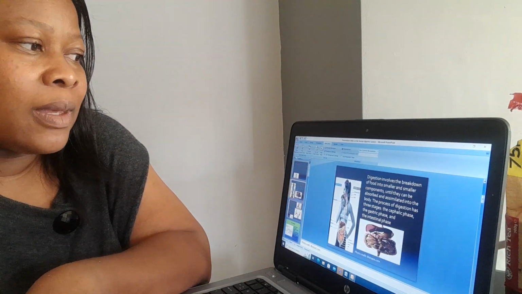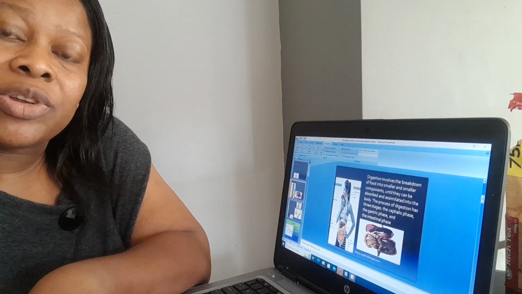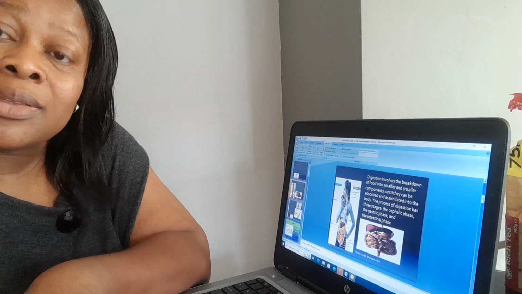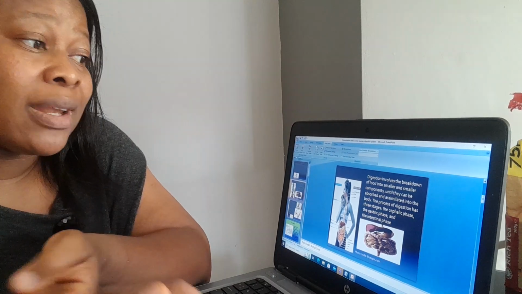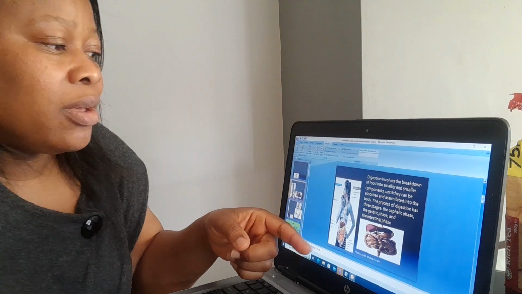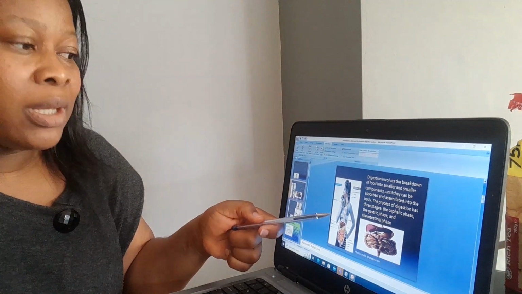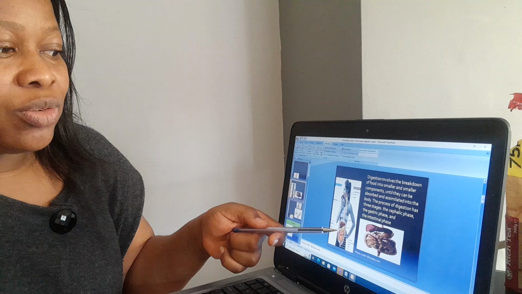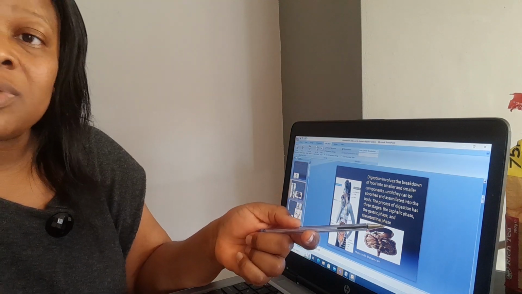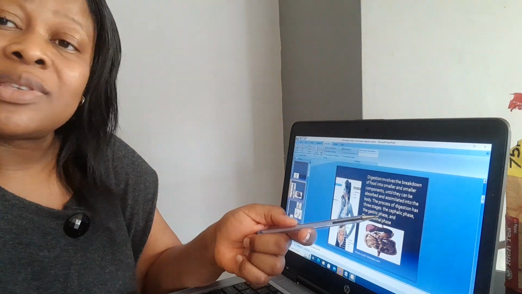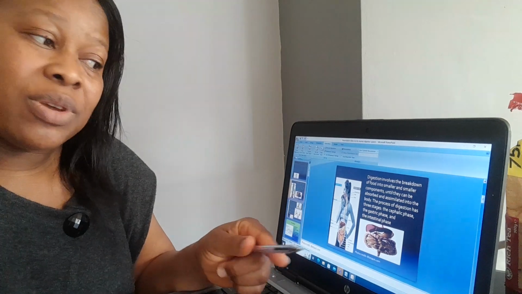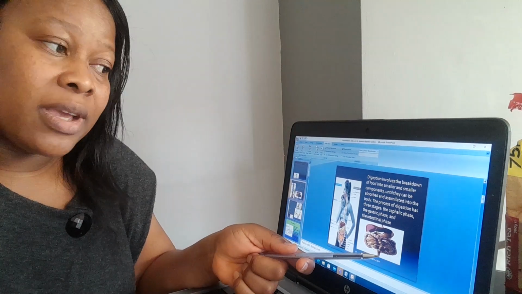Digestion involves the breakdown of foods into smaller components until they can be absorbed and assimilated into the body. Looking at the picture I have here of a human being trying to put food into her mouth, this is the process of digestion, and it has three stages: the cephalic phase, the gastric phase, and the intestinal phase.